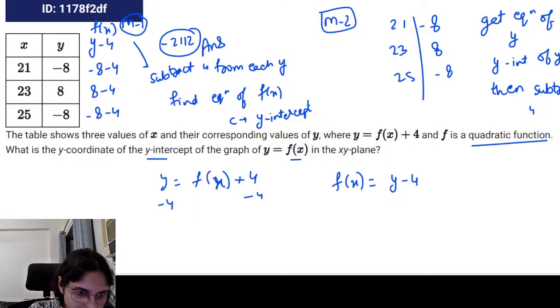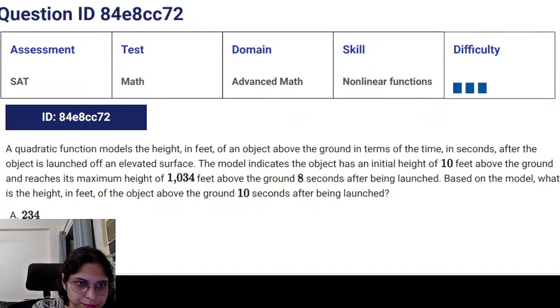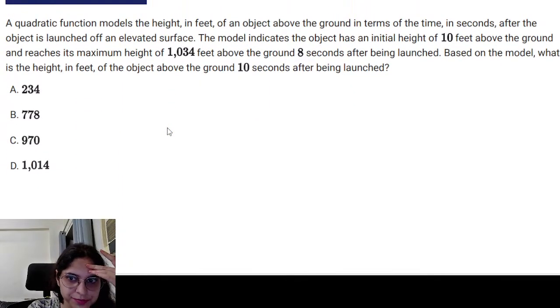Next question is 97. How many questions are remaining? Oh my god, there's still lots of questions remaining. Most of the quadratic questions are hard only. Okay, 97 is the next one. So here also, the same question.